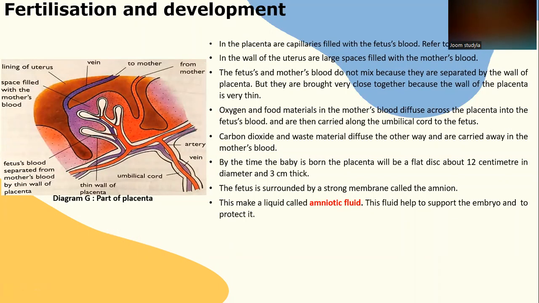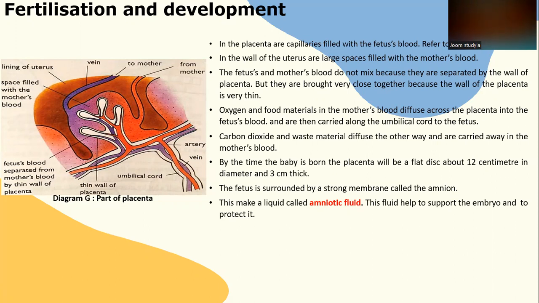In the placenta are capillaries filled with the fetus's blood. Refer to diagram G on the left-hand side. In the wall of the uterus are large spaces filled with the mother's blood. The fetus's and mother's blood do not mix because they are separated by the wall of the placenta, but they are brought very close together because the wall of the placenta is very thin. Oxygen and food materials in the mother's blood diffuse across the placenta into the fetus's blood and are then carried along the umbilical cord to the fetus. Carbon dioxide and waste materials diffuse the other way and are carried away in the mother's blood.